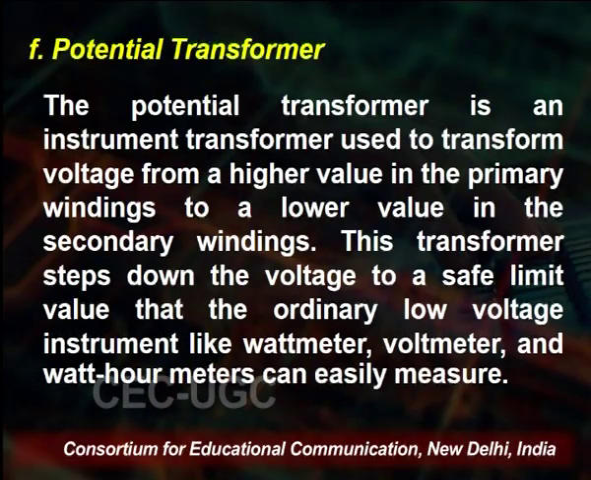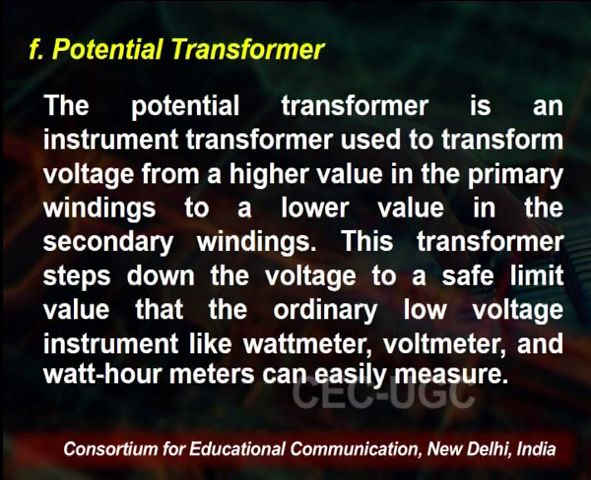Another type of transformer is the potential transformer, that is the PT. The potential transformer is an instrument transformer which is used to transform voltage from a high value in the primary winding to a lower value in the secondary winding. So, this transformer steps down the voltage to a safe limit value so that ordinary low voltage instruments like voltmeters, wattmeters and watt-hour meters can easily measure it.